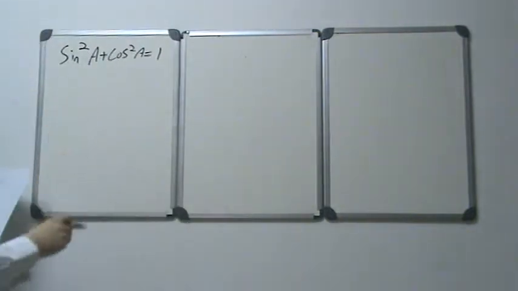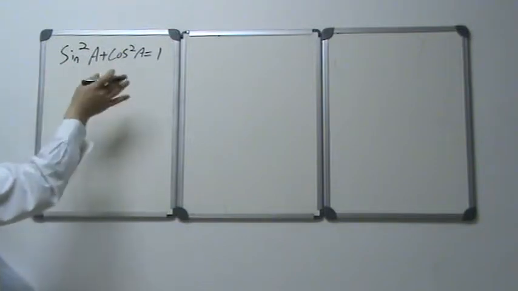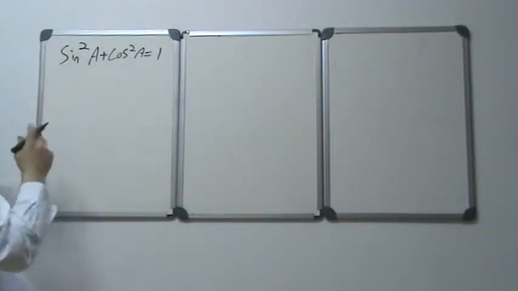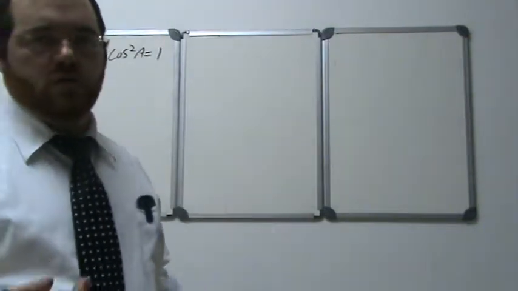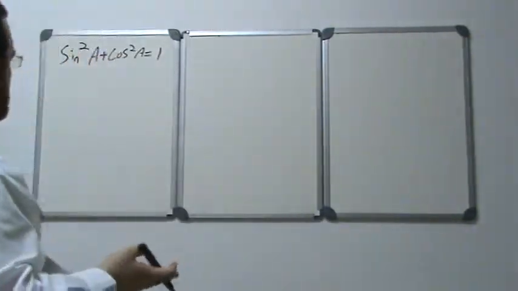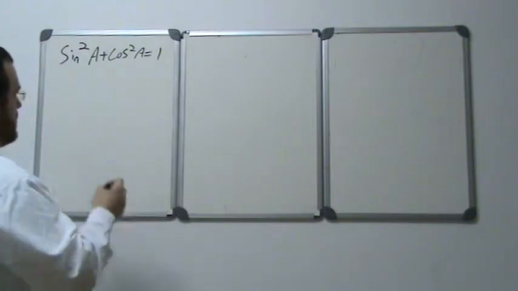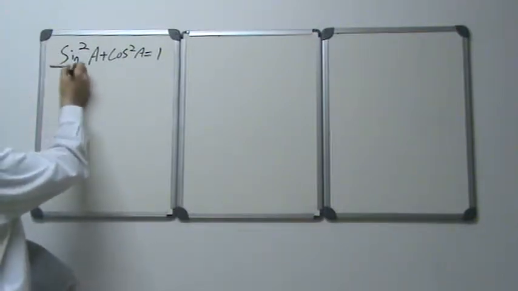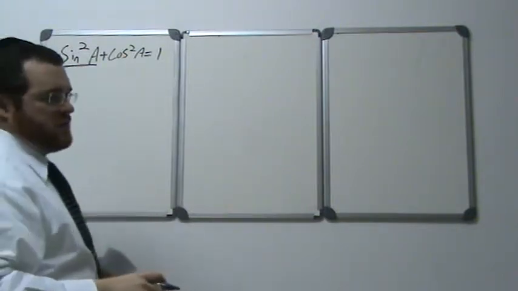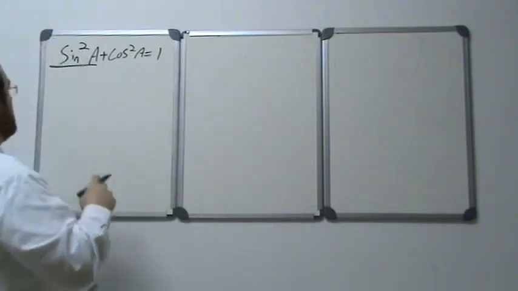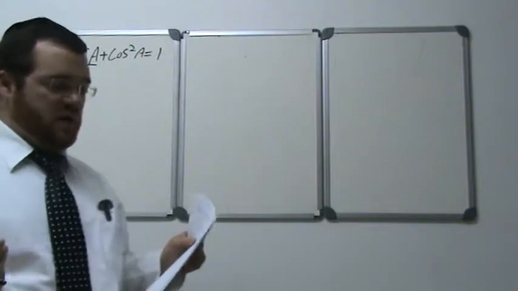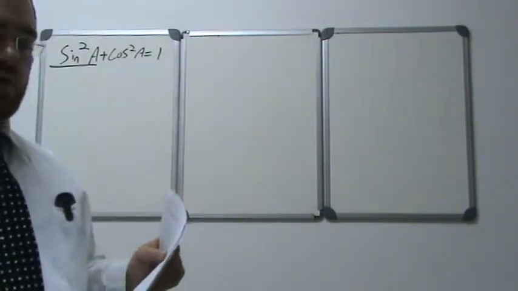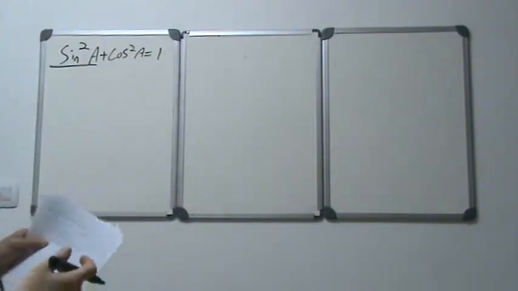Let's divide everything by cosine square of A. This way we'll get rid of one of them, and when you have sine over cosine, that will just become tangent. The sine over cosine is equal to tangent. So that's why we're not dividing everything by the sine, because we're trying to get the formula tangent square of A plus 1 equals secant square of A.